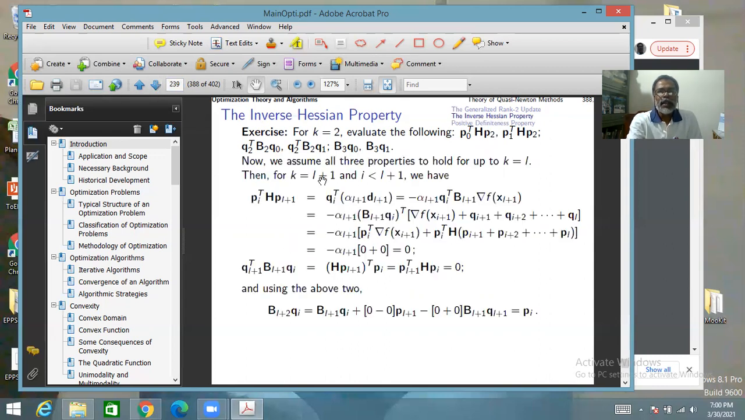What we do here is that we assume all three properties to hold for k equal to m. And then we try to check that for k equal to L plus 1 and i less than L plus 1. Because for i equal to L plus 1, properties 1 or 2 do not stand. And for the third property, that case we have already settled. Based on that, the update was determined.